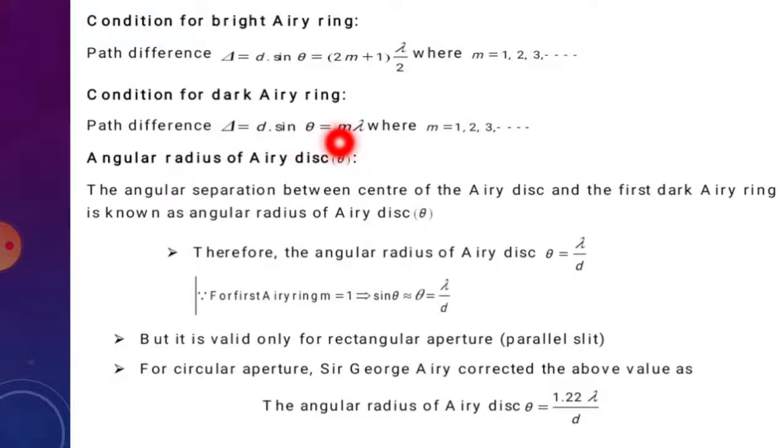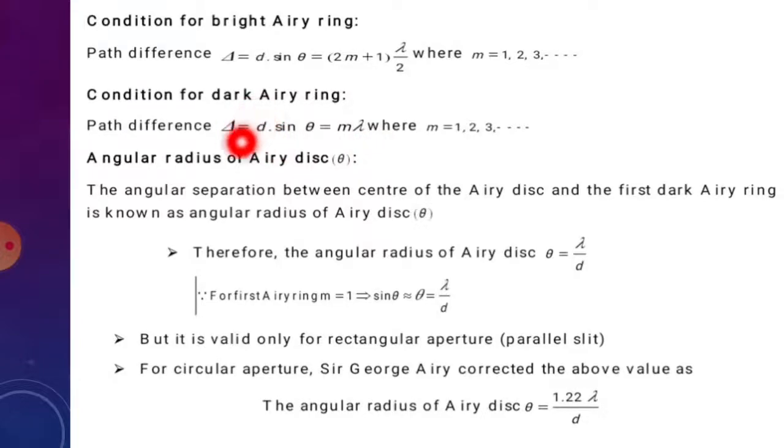And m equal to 2 represents a path difference between the diffracted light rays of 2 lambda. Then we will get the second dark ring. And m equal to 3 gives path difference 3 lambda. Then at that point we will get the third dark ring. So this is the condition for a dark Airy ring.